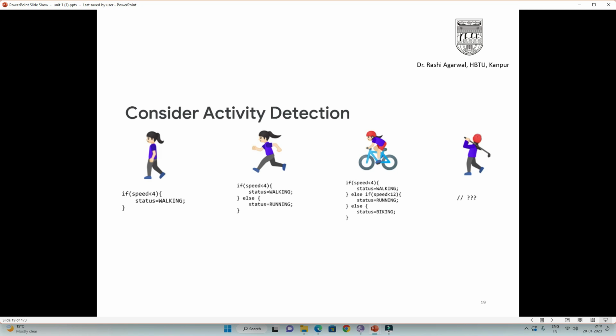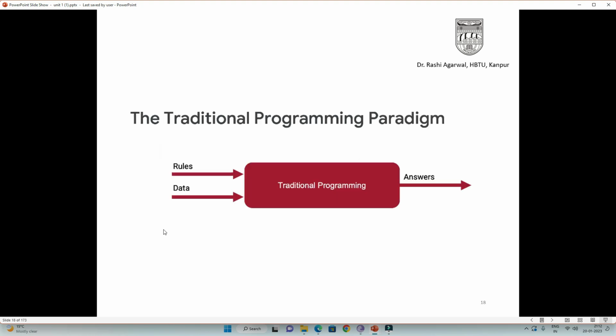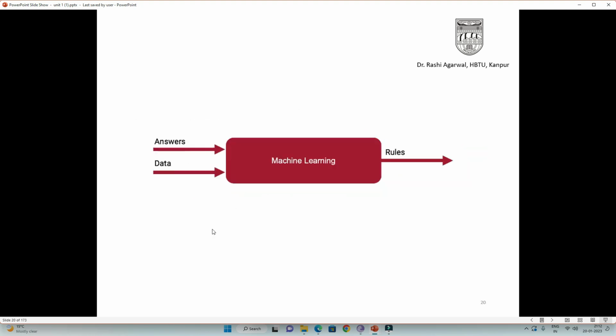Now suppose I want to use traditional programming to detect the activity performed by a person, and there are various activities that a person could perform. So in a simplistic way, if the speed is less than 4, the status is walking. If it is greater, it is running. If it is between 4 and 12, it's running. Otherwise, if it's more than 12, it's biking. But suppose I want to detect golfing, what do I do? So I get stuck in lots of instances in traditional programming.